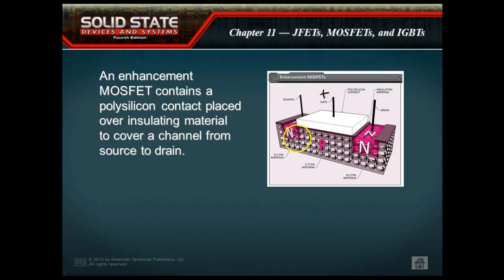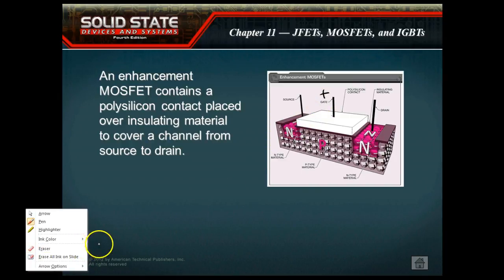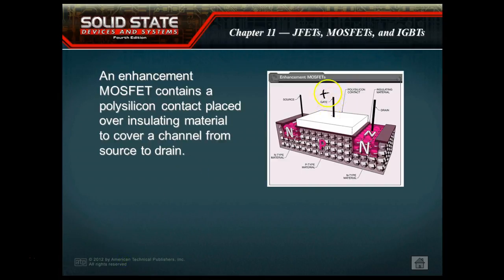Well, electrons are negative, and we know that opposites attract. So what's going to happen is when we put that positive field on the gate, it's going to attract electrons into the channel. And as soon as you hit what we call the threshold voltage, then we complete the channel, and then we can enhance the channel above that.